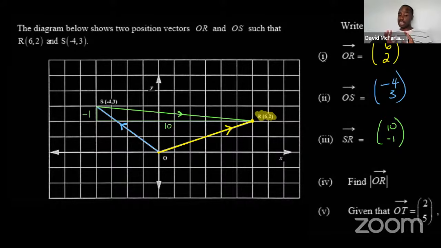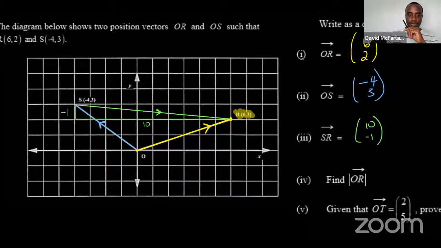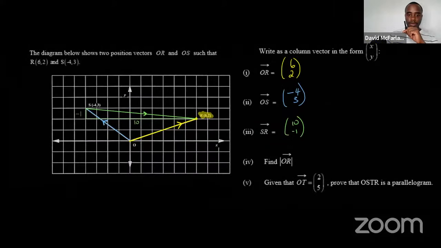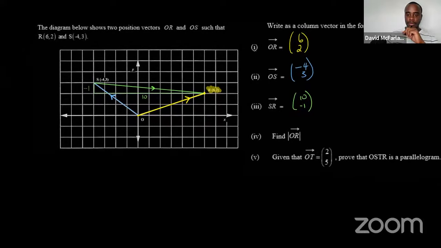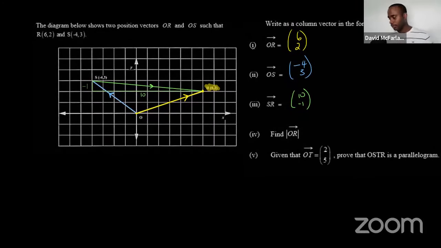So that's vector SR. All right. Anybody have any questions about that one, or is that one clear too? Why SR is 10, -1. All right, sounds like everything's good.